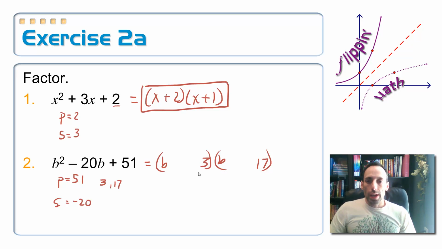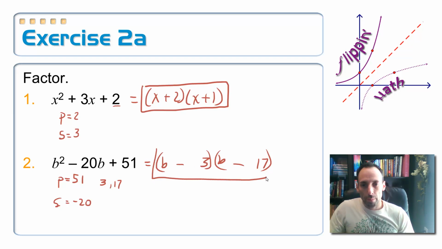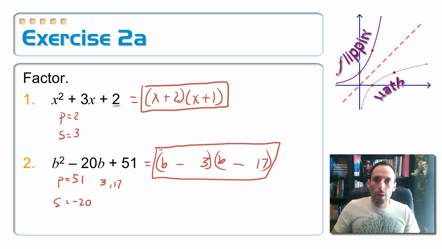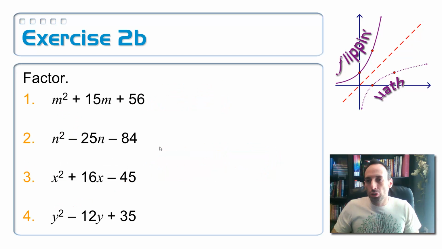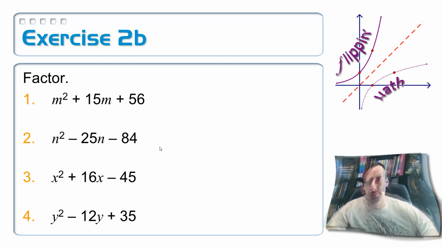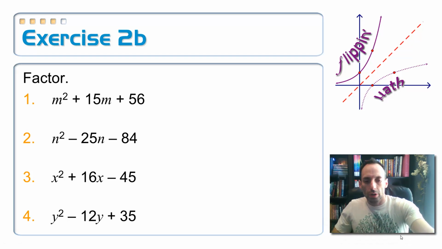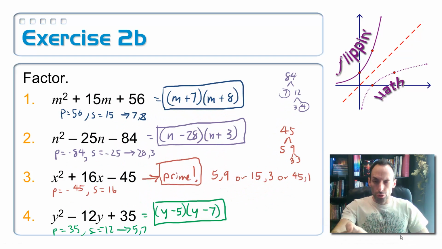Now since I have a positive product, they both have to be positive or they both have to be negative. Since they're going to add up to negative 20, they must both be negative. And there I have my factors. Ta-da! So you're probably aching to do, say, 4 of them yourself, so there's your opportunity. Go ahead and pause the video. Factor those things, please. And here we are back with answers.